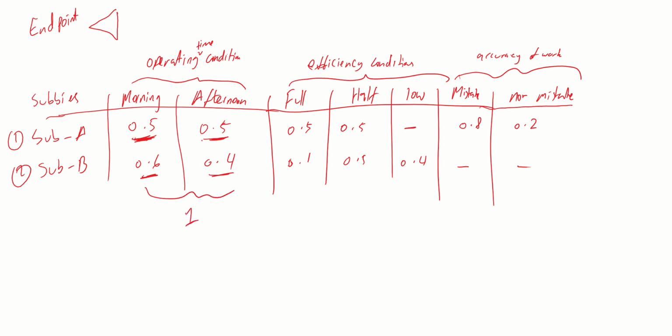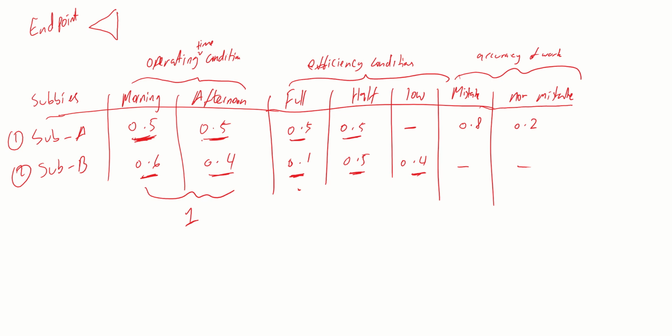And then it's the same for the other conditions. So for the efficiency conditions, there's a probability of 0.5 at full efficiency and a probability of 0.5 that they would operate at half efficiency. That's for subcontractor A. For subcontractor B, I've got 3 possibilities of efficiencies: a probability of 0.1 for full efficiency, a probability of 0.5 for half efficiency, and a low efficiency probability of 0.4. So as I said, these are numbers that organizations would come up with, and they'd be based on the risk of these conditions.